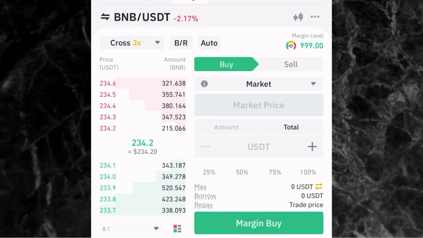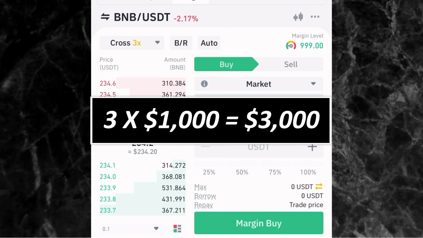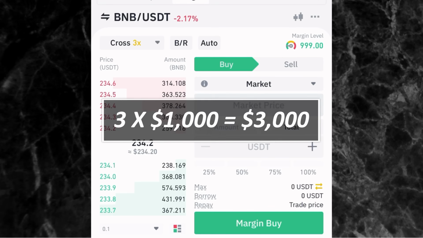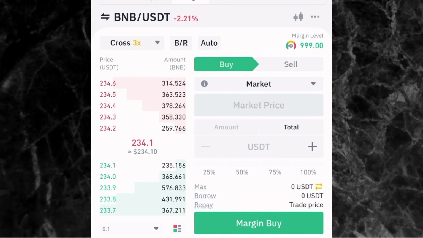Now for this example where we are using cross margin 3x leverage, this means that let's say you have $1,000 in your margin wallet and you want to go into this trade with 3x leverage. This means that you'll be going into this trade with 3 times your margin. That's 3 times $1,000, which means you're going into the trade with $3,000. Remember, you have $1,000. That means you borrowed $2,000 from Binance.